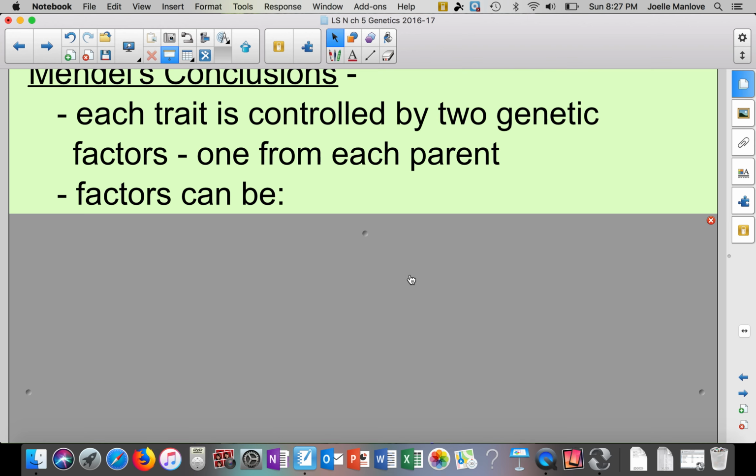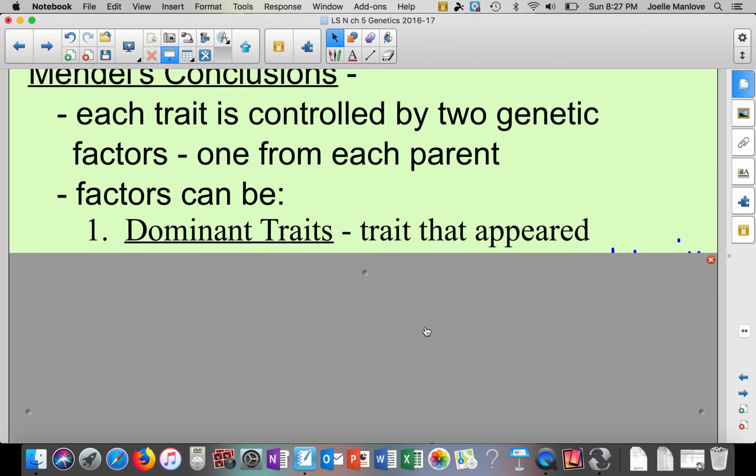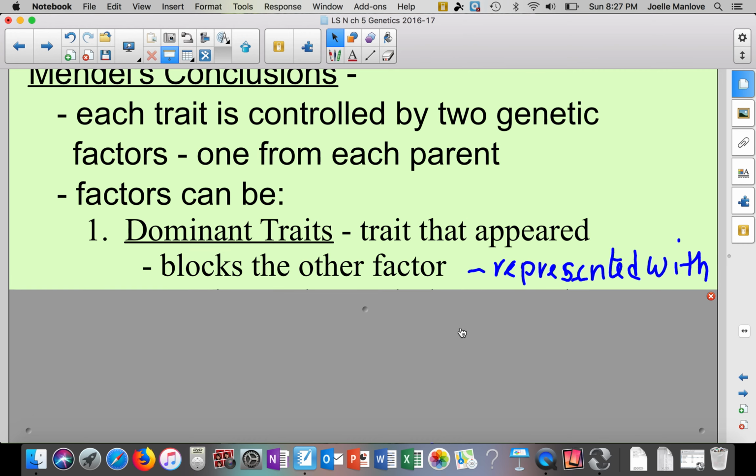So those factors then can be either dominant traits. So dominant are the ones that appear. So I like to say that, the dominant dominate. So they're the tough ones. They're the ones that are there. They dominate. They show up. They're the ones that you see. So these are the ones that are going to block out the other factor.